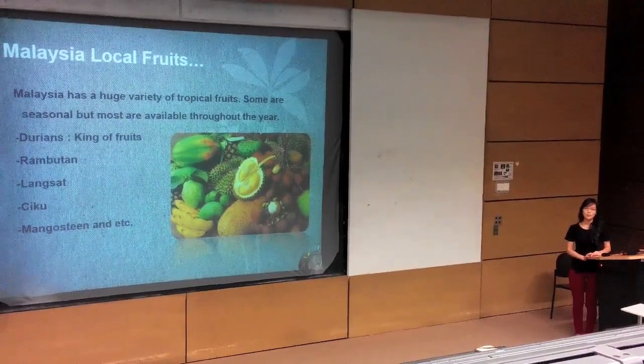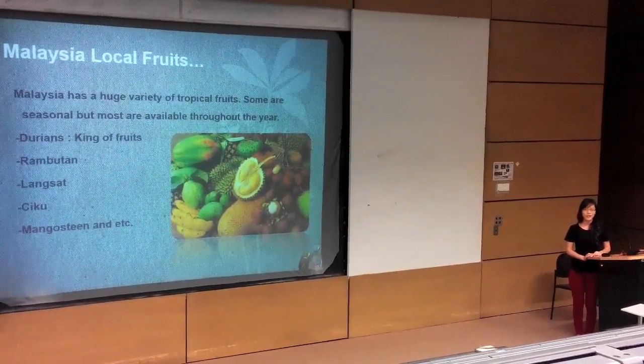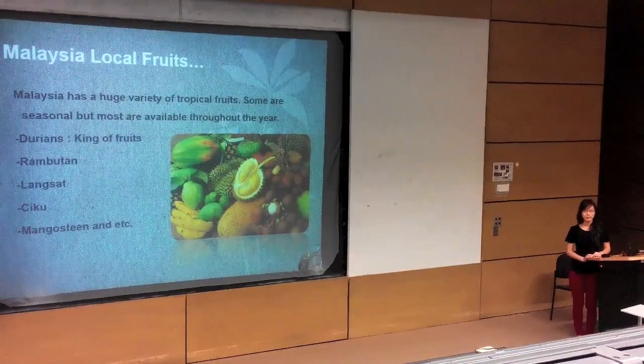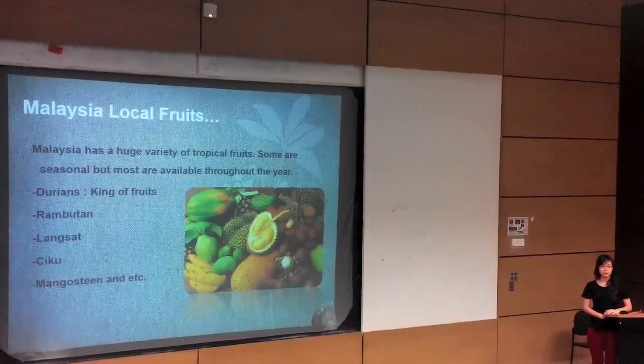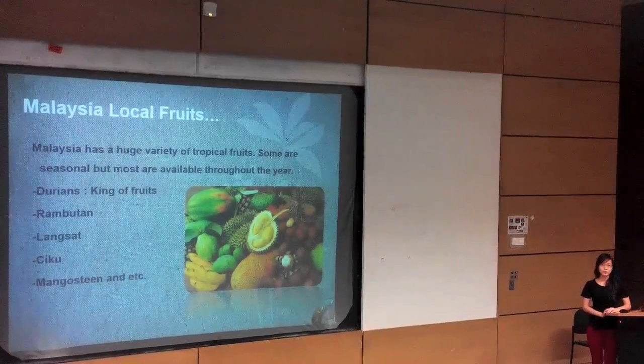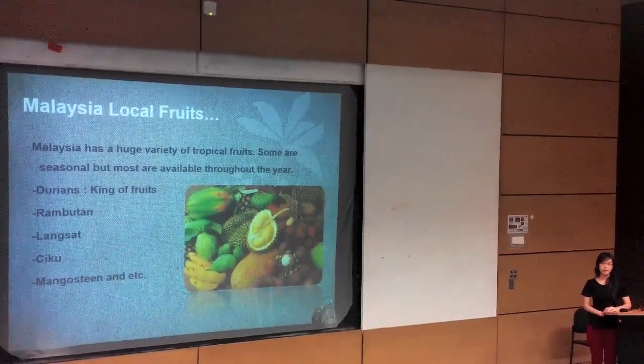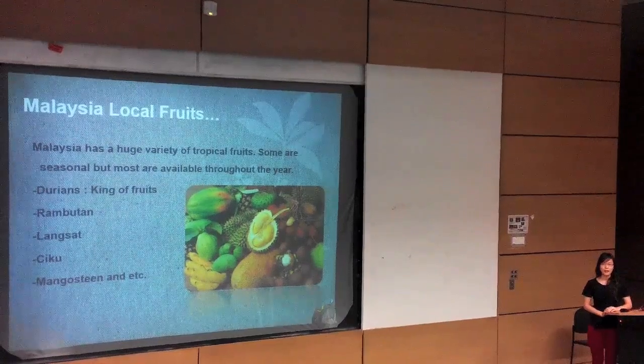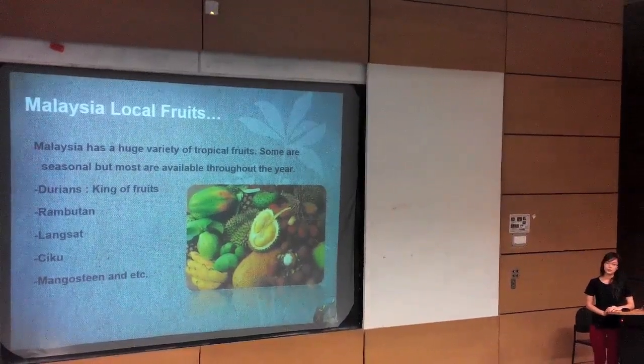Malaysia is famous for its diverse food choices. Let's start with the local fruits. Some local fruits are available throughout the year, while some are seasonal. A few examples of local fruits are mangosteen, rambutan, chiku, langsat, and let's not forget the king of fruits, durian.